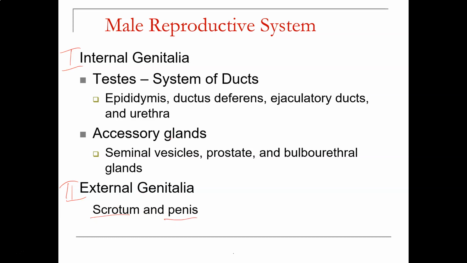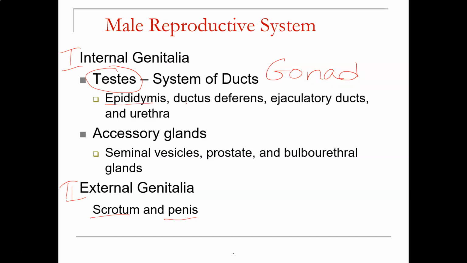The internal genitalia includes the testes, which is the main organ, as we were just talking about. The testes is where you produce sperm and hormones like testosterone. So they call it the primary gonad. The primary gonad, the main organ of the male reproductive system.